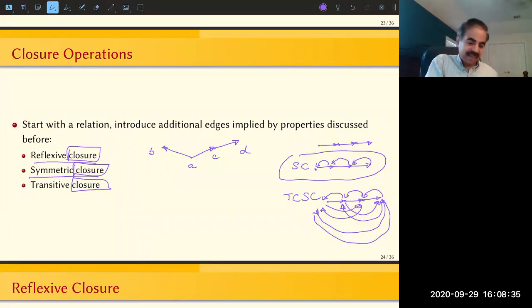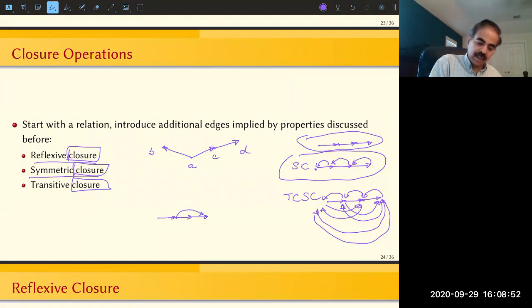So let me do it in reverse, right? So we start from this one. Okay, let's do the transitive closure, which means we are going to add that edge, and that edge, right? And now we are going to do the symmetric closure, which means that every edge is going to be reversed, okay?